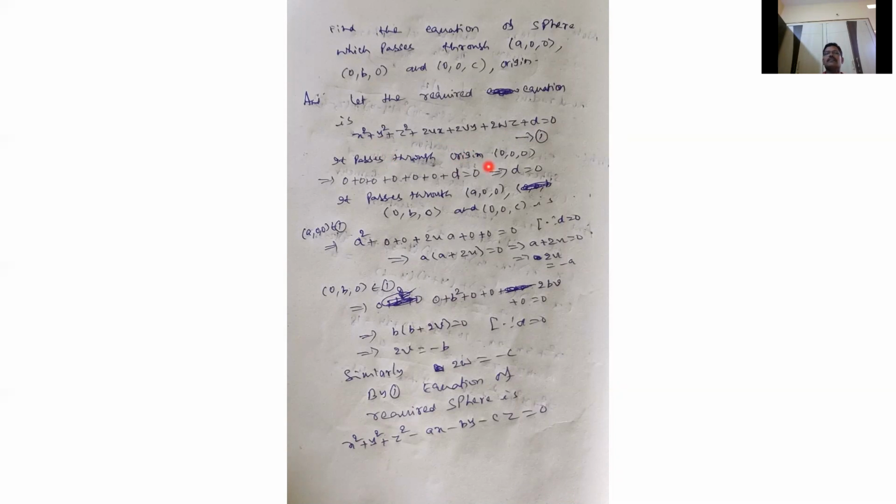It passes through the origin. That means it satisfies the point (0,0,0). So substituting x = 0, y = 0, z = 0, we get 0 plus 0 plus 0 plus 0 plus d, so d is equal to 0. Passes through origin means d is equal to 0.